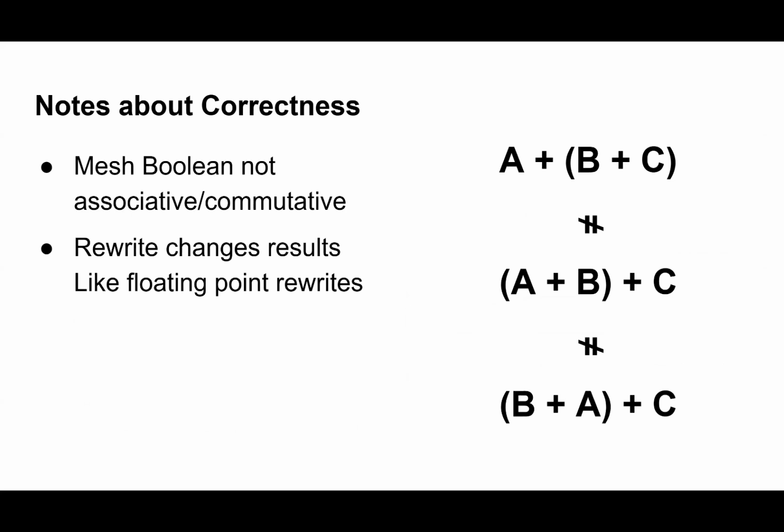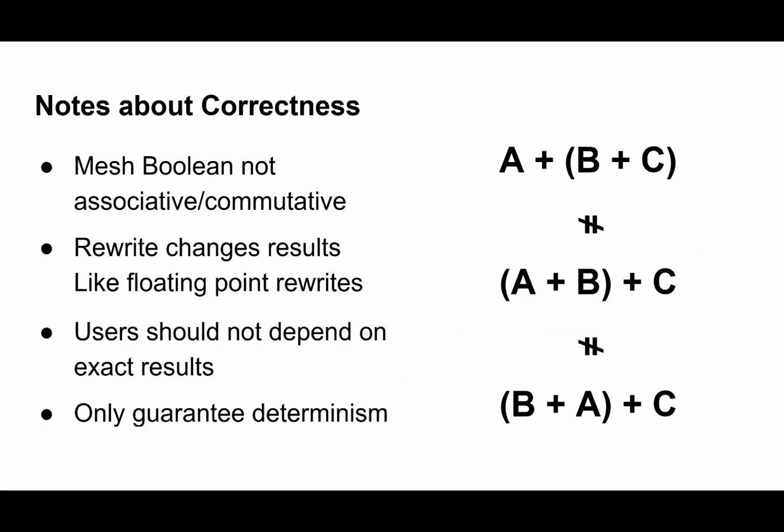Mainly because we are using floating point, and also we are doing some mesh simplification after each mesh Boolean. So things are pretty much not the same if you do rewriting, kind of like floating point arithmetic. But we still think that it should be fine because users should not depend on the exact results.